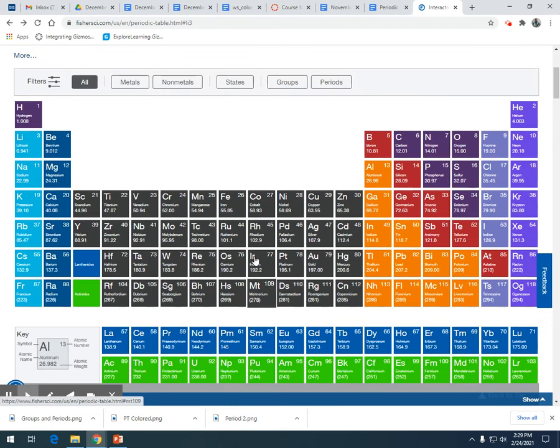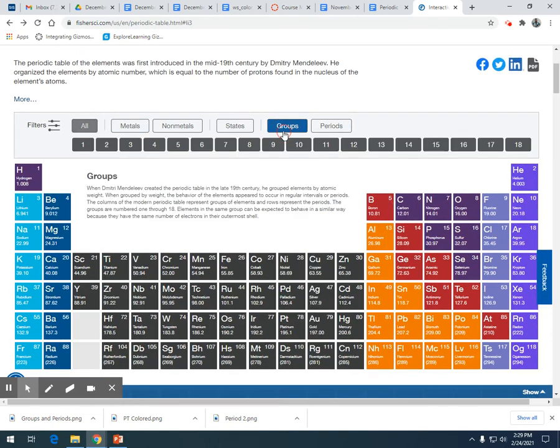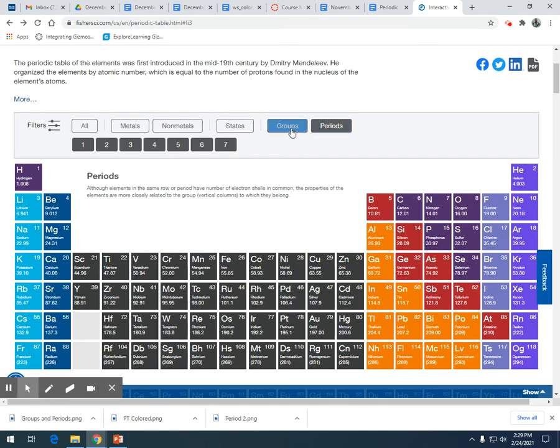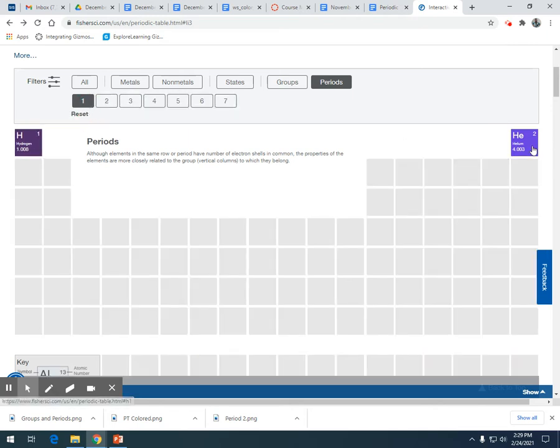So now that you've got the basics of the sections, the metals, the non-metals, and the metalloids, we need to talk about groups and periods. We'll start with the periods. There's two ways to classify the table, either vertically, up and down, or horizontally, left to right. Periods deal with horizontally left to right. The first period only has hydrogen and helium and nothing else.